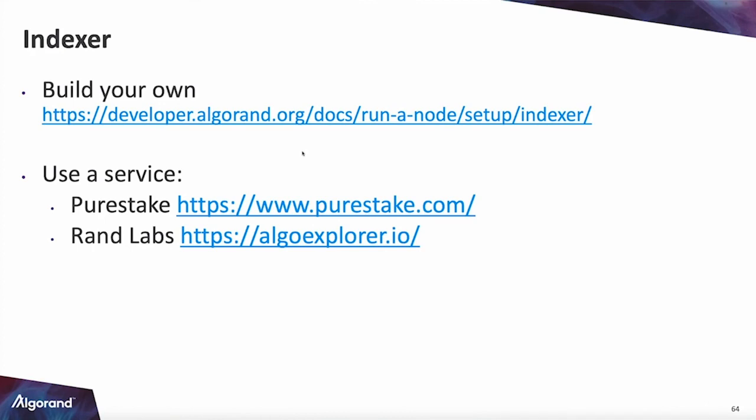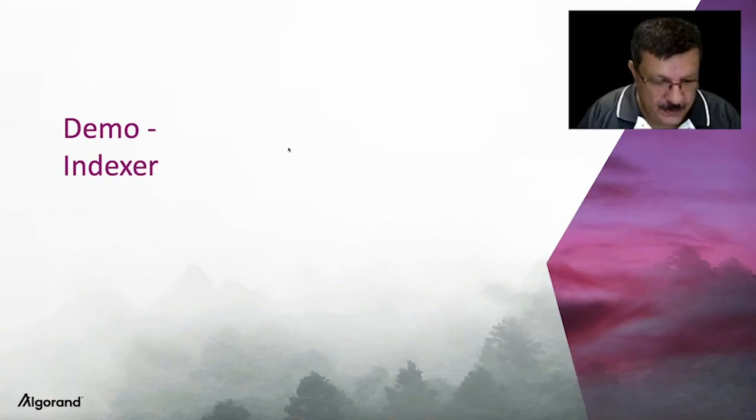So how do you do this indexer thing? How do you do it? Well, you can build your own, and we've got instructions on how to build that. I built my own. I've got it running. That will take approximately 3 days to build, with all the scanning it does. Also, there are services that are available by PureStake and Rand Labs where you can access their index server. So that would be a good thing to do. So let's go ahead and take a look at this demo.